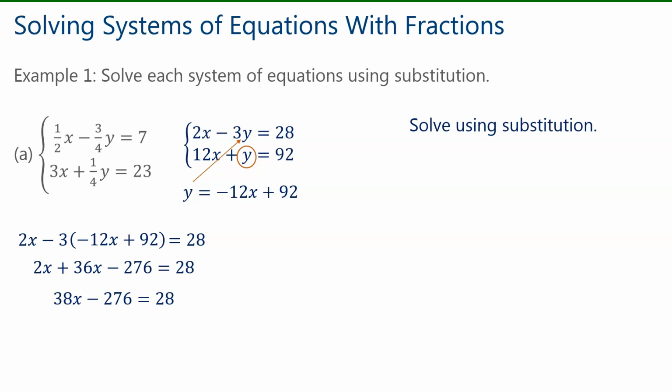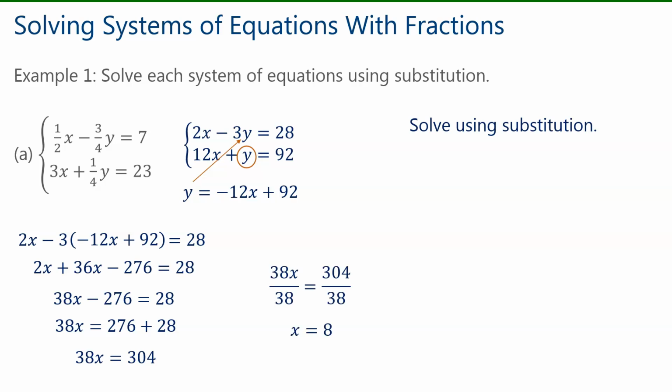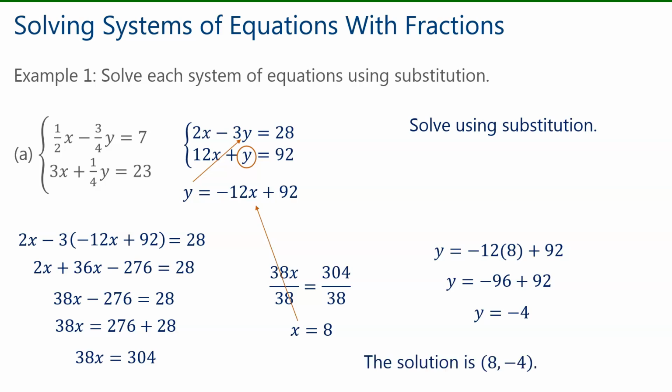Now I'm going to isolate x by bringing the negative 276 over to the right-hand side, and then add that to 28, which is 304. Now to solve for x, I just need to divide both sides by 38, giving me an x value of 8. So now to solve for y, I'm going to replace x right here with 8. So that would give me y equals negative 12 times 8 plus 92, which is negative 96 plus 92, or negative 4. So now we can write our solution as 8 comma negative 4.